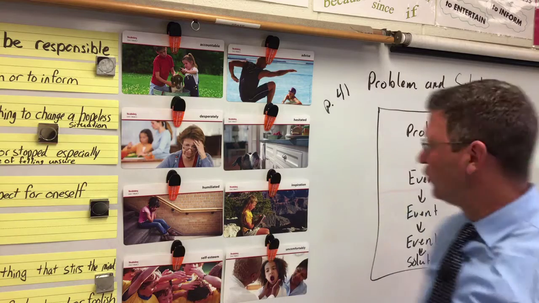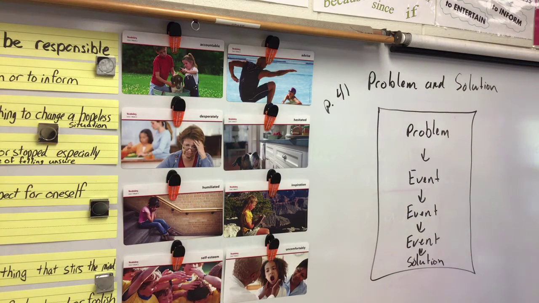Well, how do we get to the solution? Well, we follow a story map. Usually towards the beginning of the story, you're going to have your character and your setting, but then you're going to come up with your problem. What's wrong in this story? And then you're going to have events that lead up to solving.